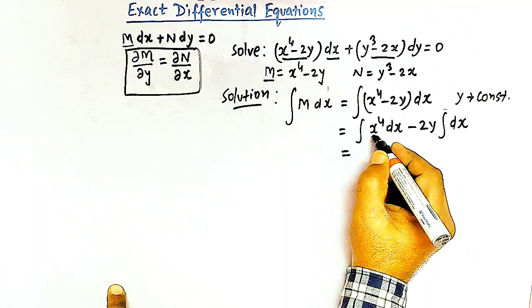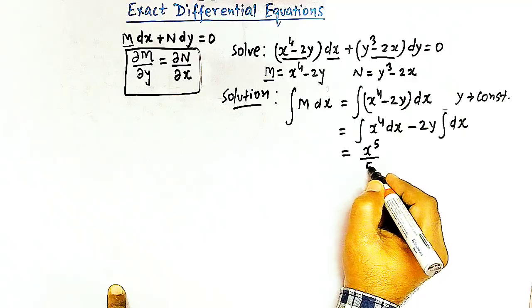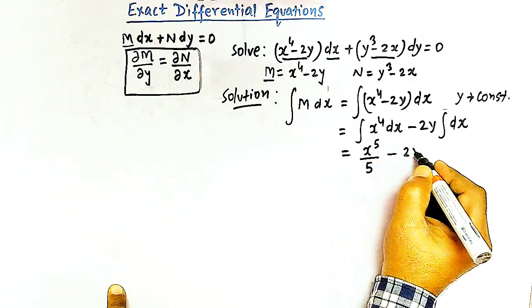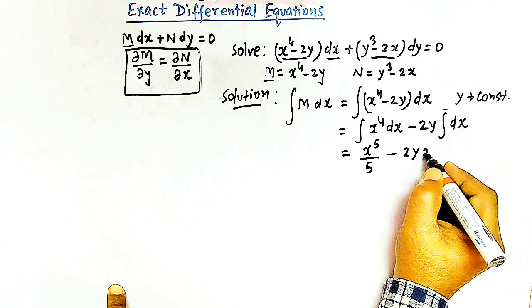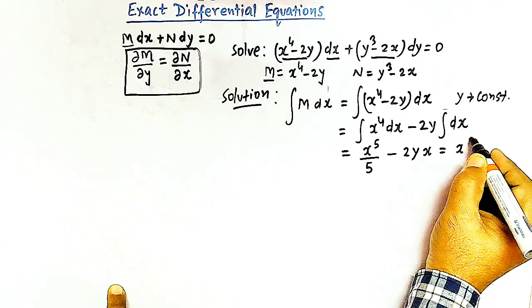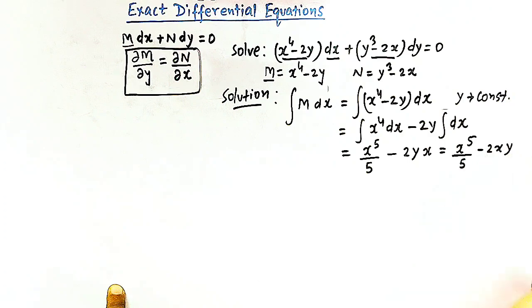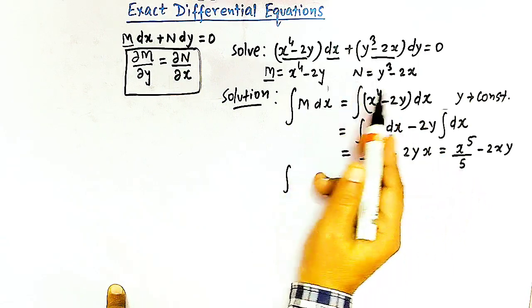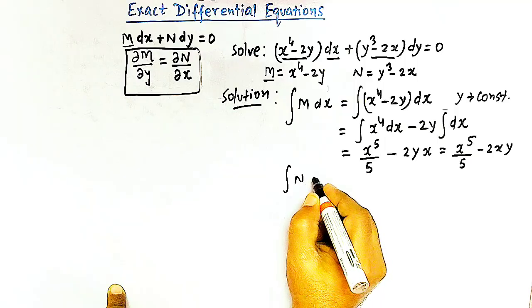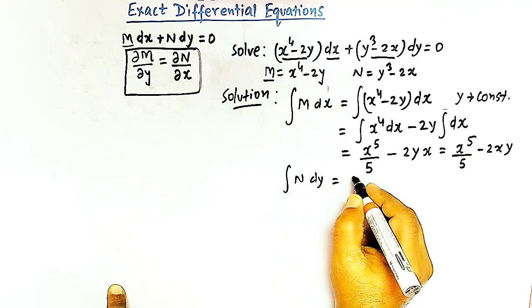So we have now the integral of x raised to 4 is x raised to 5 over 5, and here we have minus 2y, and the integral dx is simply x. So we can now write x raised to 5 over 5 minus 2xy, right? Okay, now the next step is to integrate n with respect to y, that is we have to find this integral n dy.